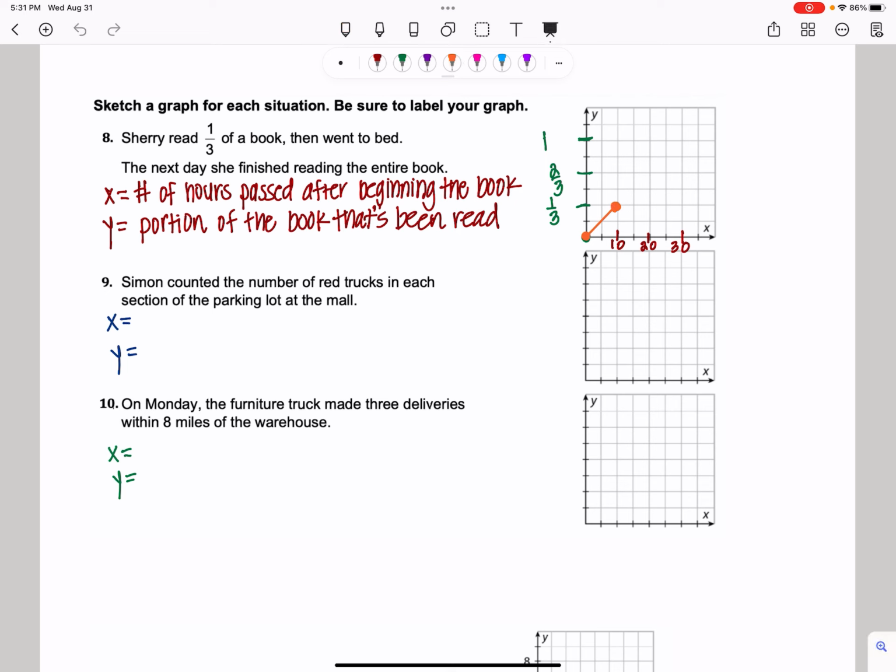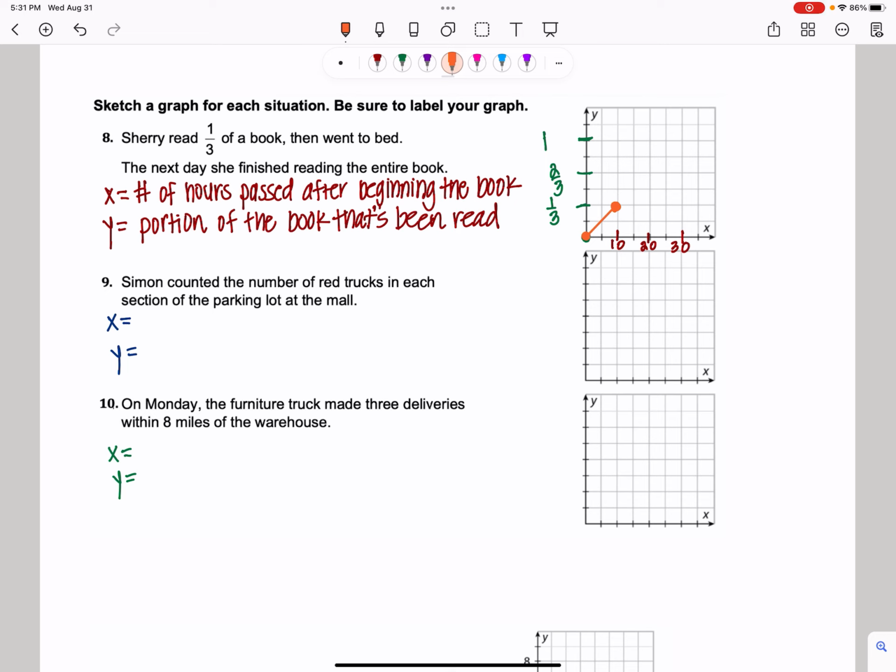Now, I connected those two dots because in between 0 hours and 10 hours, she was reading the book. So I could say at 5 hours, how much of the book was read. At 7 hours, how much of the book was read. Then she goes to sleep, right? So she goes to sleep, and 1/3 of the book is what's read, and she's no longer reading.